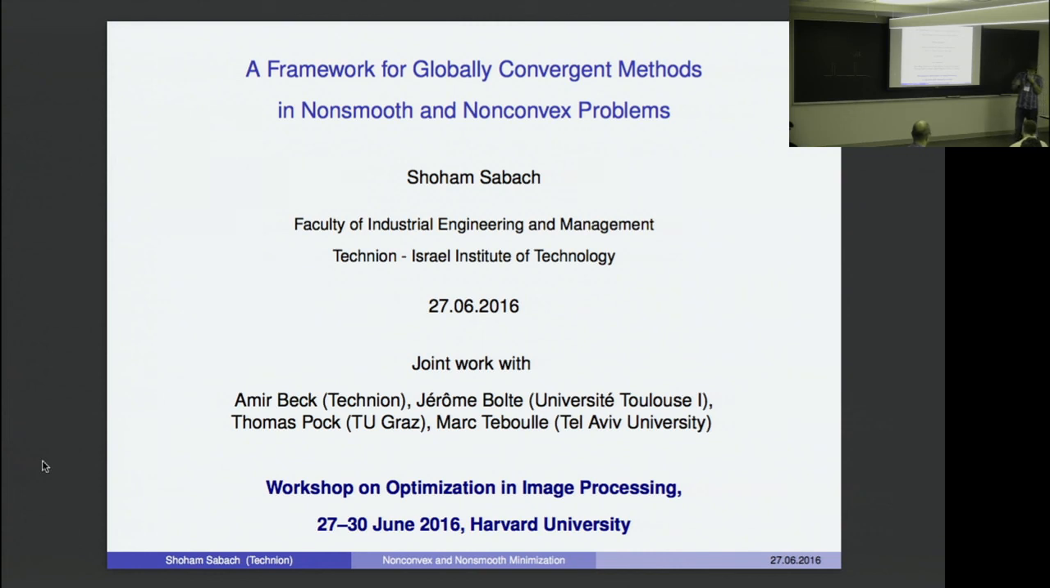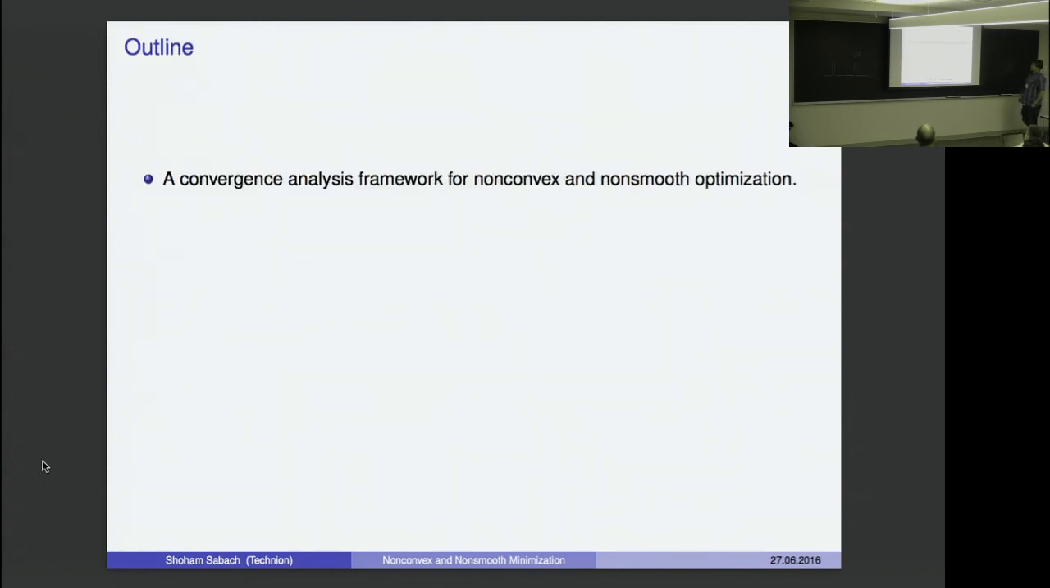As my title said, I will tell you about a few recent developments in non-convex optimization, which are based on three joint works with my colleagues Amir Beck, Shoham, Thomas Spock, and Mark DeBoer. It's not all of them together all the time, so I will mention everyone at the right time. I will begin with a description of a general framework for analyzing algorithms in the setting of non-convex and non-smooth optimization problems.